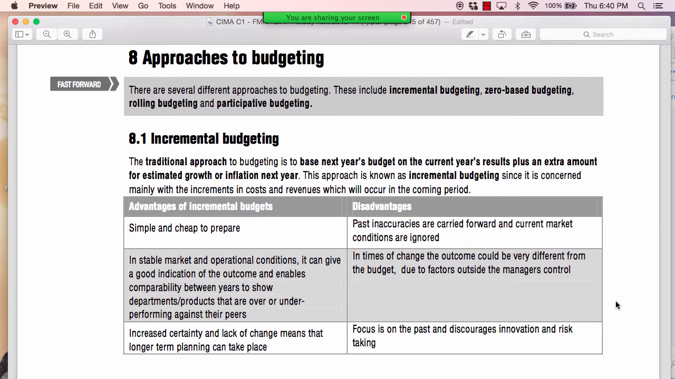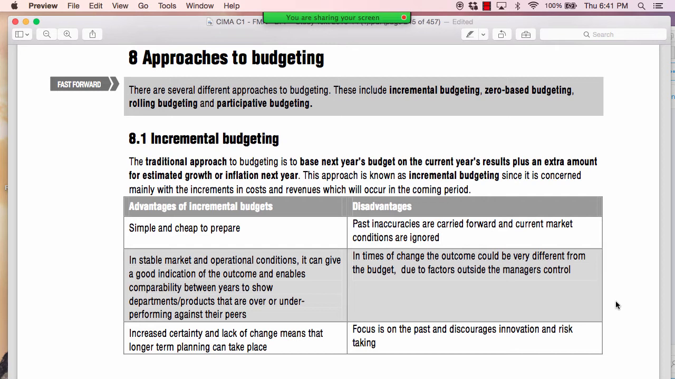Now, approaches to budgeting. How can we budget? We can do incremental budgeting. There are several ways of approaching the budgeting: incremental budgeting, zero-based budgeting, rolling budgets, and participative budgeting, right? Remember, 4 variants. Incremental budget means last year I got X amount, and for this year I'm just increasing it by 5% or 10%. Does that make sense?